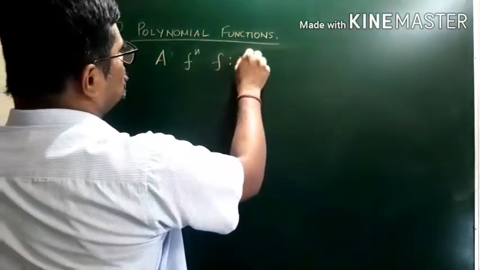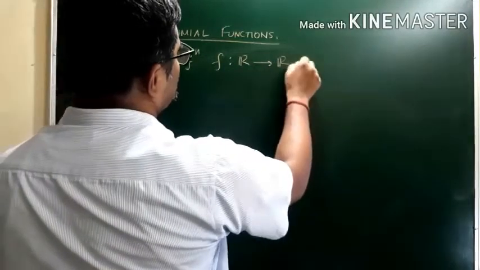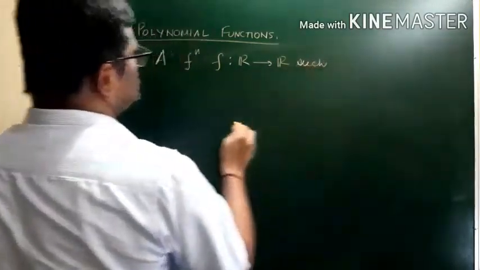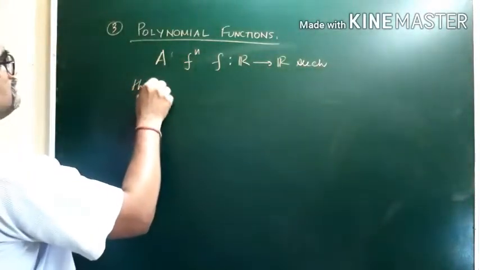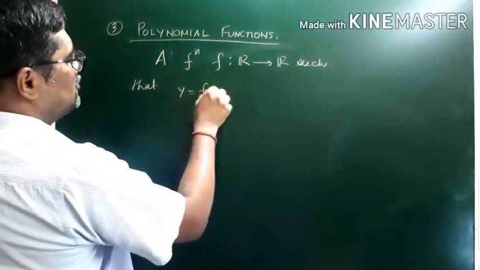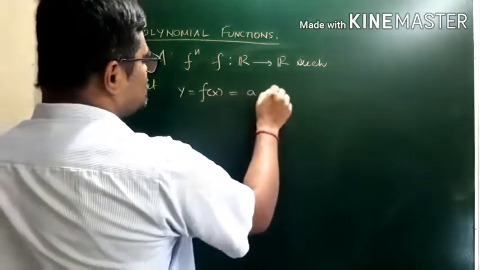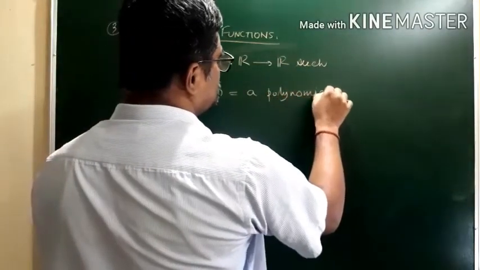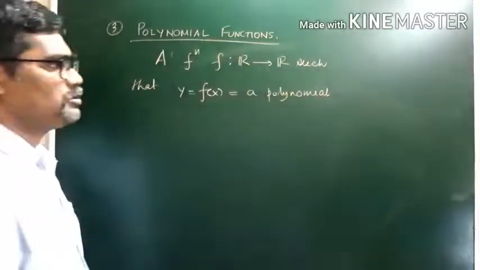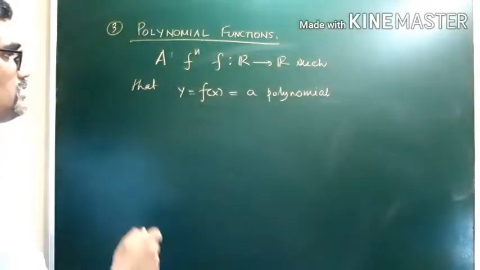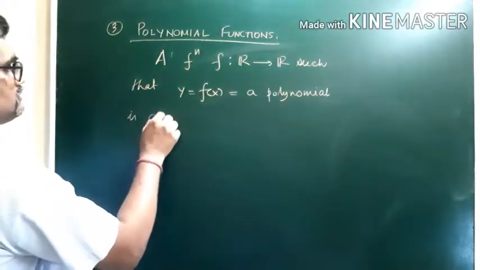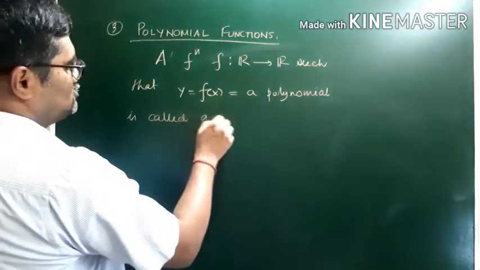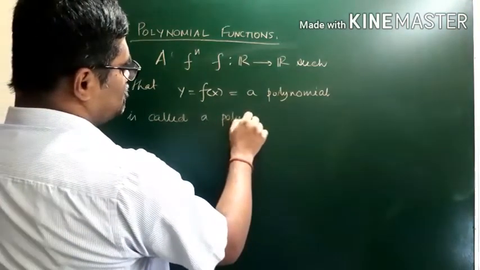So a function f from real number to real number such that y equal to f of x, a polynomial, right, is called a polynomial function.